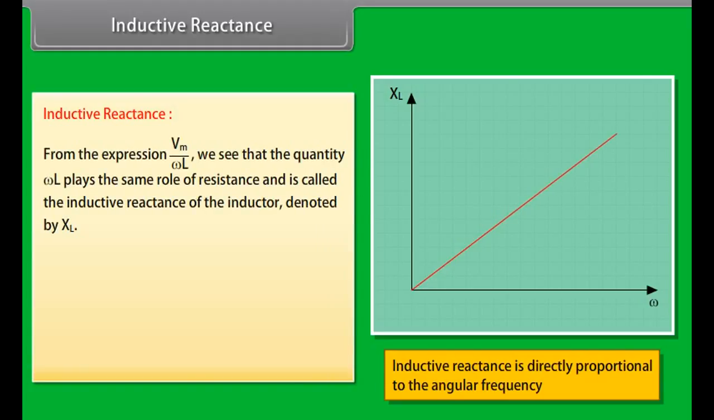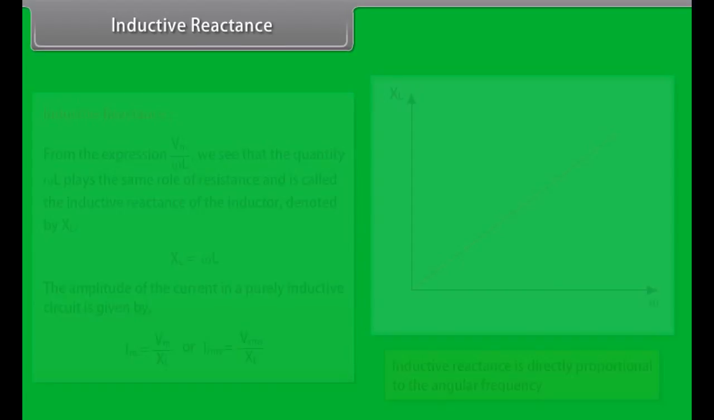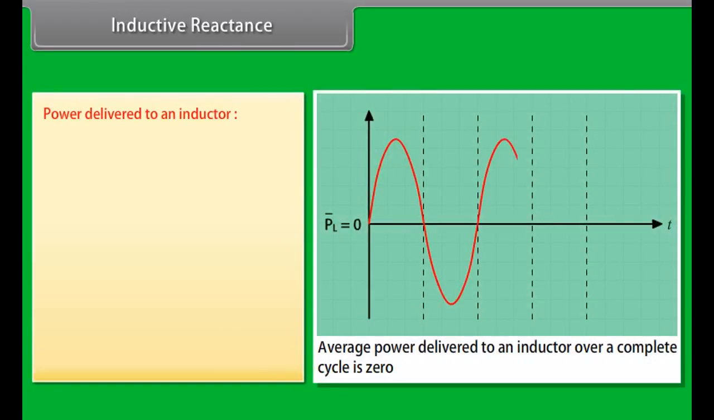AC voltage applied to an inductor. Consider an AC circuit consisting only of an inductor of inductance L connected to an AC source. The AC voltage across the source is equal to Vm sin ωt. The changing current output of the AC source produces a back EMF in the coil of magnitude given by VL = L di/dt.